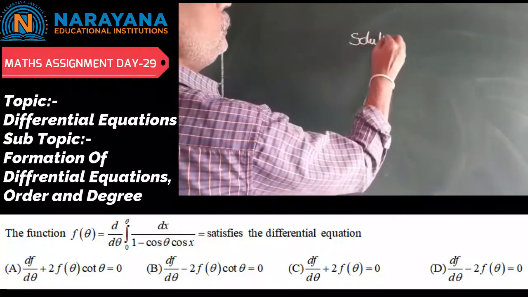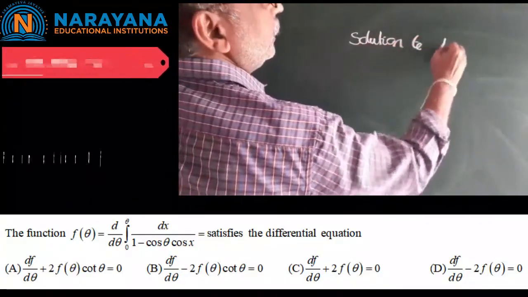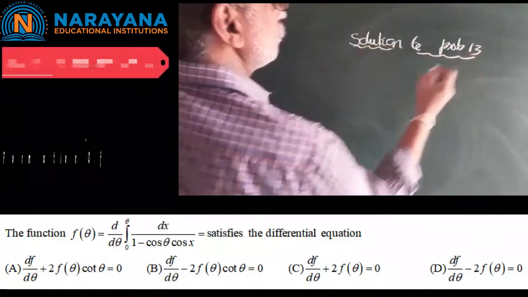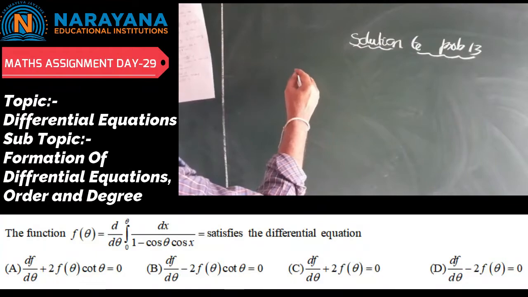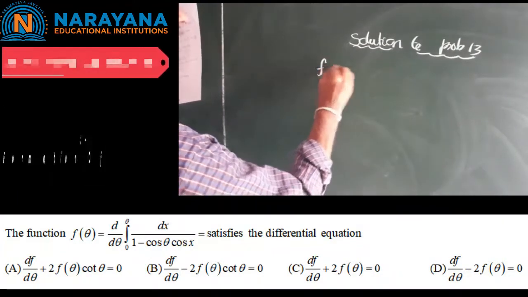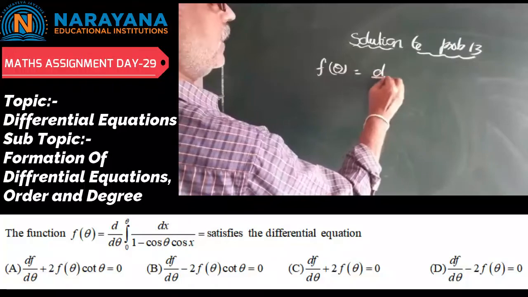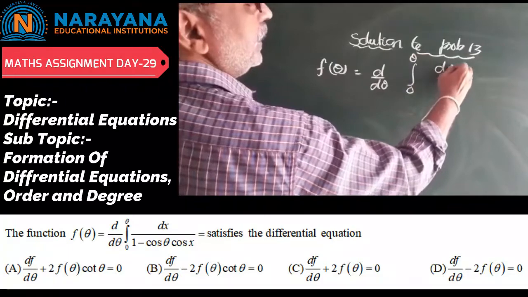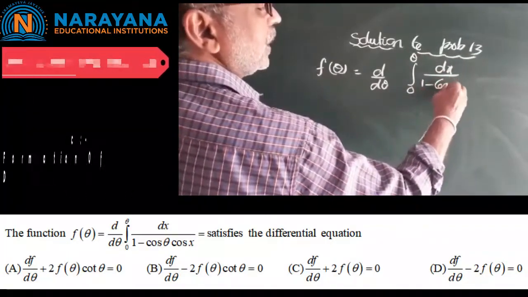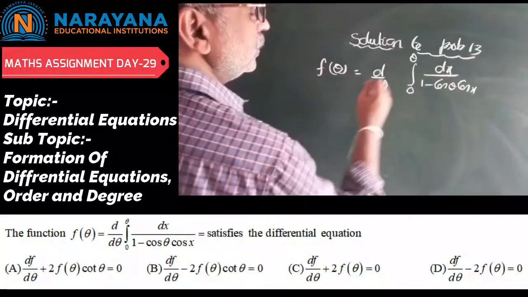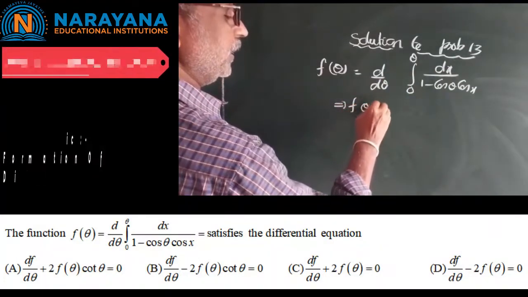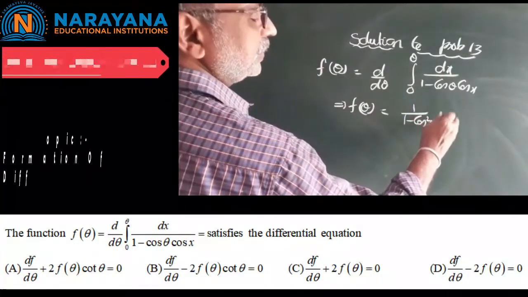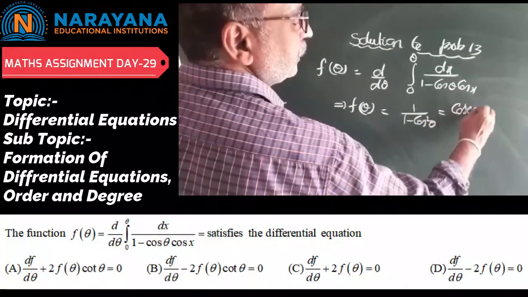Solution to problem 13. F of theta equal to d by d theta of integral 0 to theta dx by 1 minus cos theta into cos x. So from this we can get f of theta is equal to, by applying Leibniz rule, 1 by 1 minus cos square theta, which is cosecant square theta.